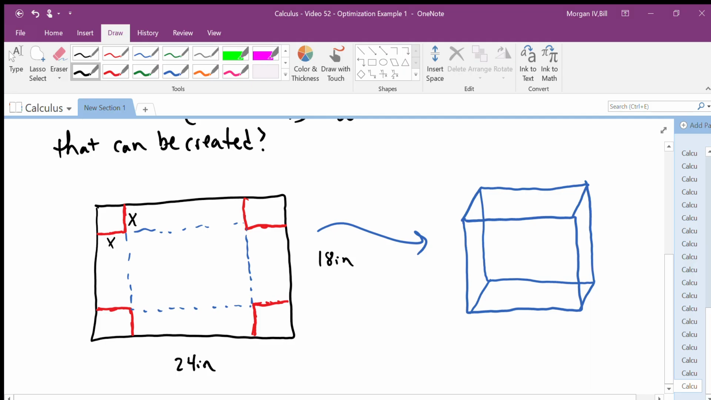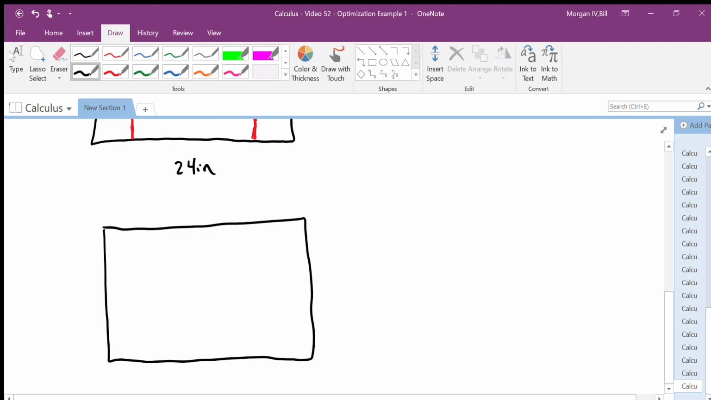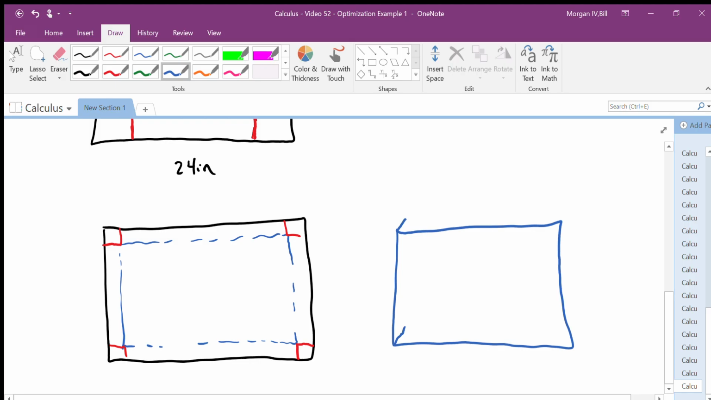Let me see if I can draw that picture. So if I decide to cut out small squares, right, something like this, then the base that I have left over will be quite large. But if you fold these up, you're getting a box with a very large base, but a very small height.